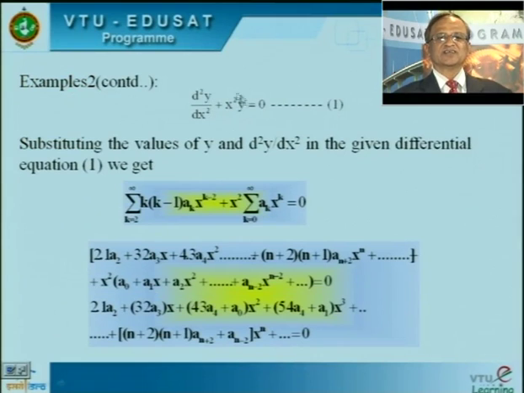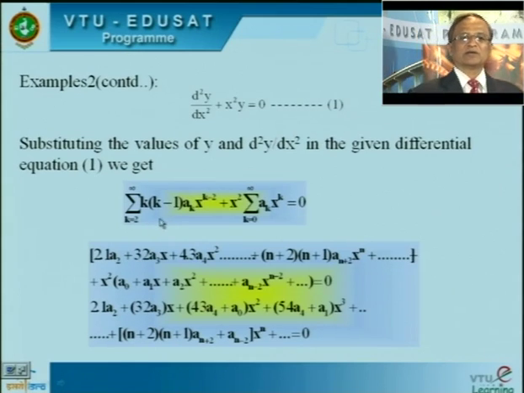What is the given equation? d square y upon dx square plus x square y is equal to 0 is the given equation. Is it clear? Right. So, now I will substitute in terms of summation. In the earlier example, I replaced direct values, right. So, now I will replace in terms of summation. The value of d square y upon dx square is equal to the summation of k into k minus 1 a k x to the power k minus 2, k varies from 2 to infinity, plus the coefficient of y is x square, right. The value of y is the summation of a k x to the power k, k varies from 0 to infinity. Is it clear?